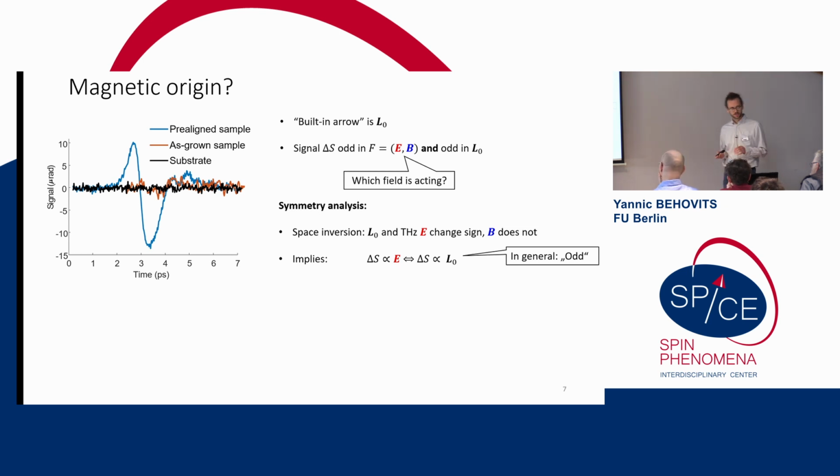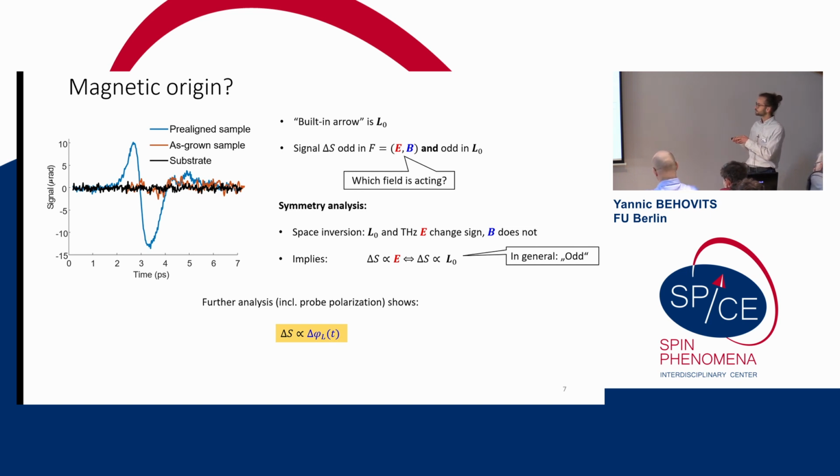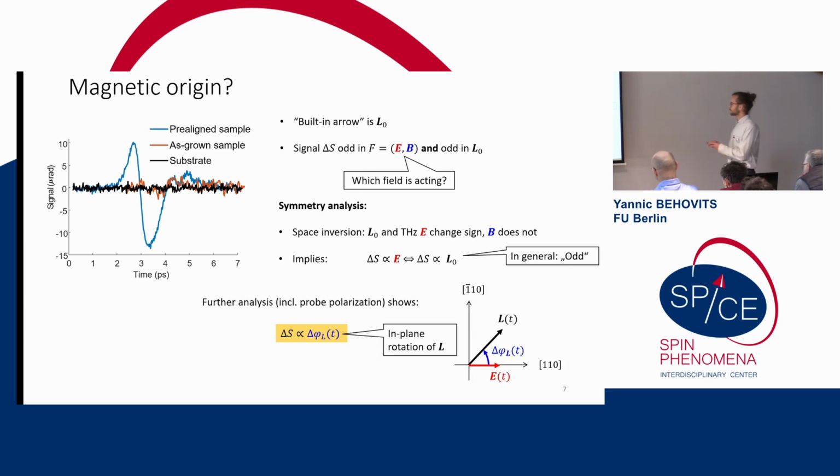We also did some additional symmetry analysis, which I'm not going to show, but it involves the probe polarization dependence as well. And what this tells you is that the signal that we've measured here is proportional to delta phi. What is delta phi? It is actually the in-plane rotation of the Néel vector. So we see that oscillation in the signal that I show here. So how can we model this?